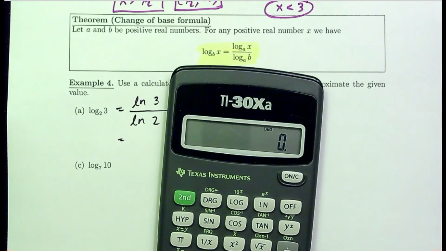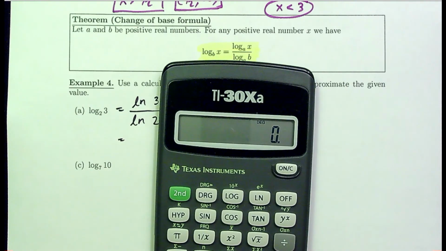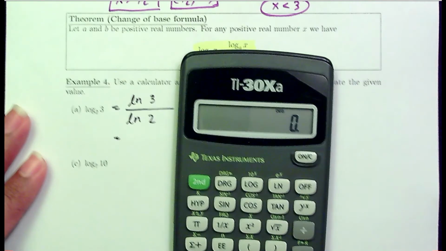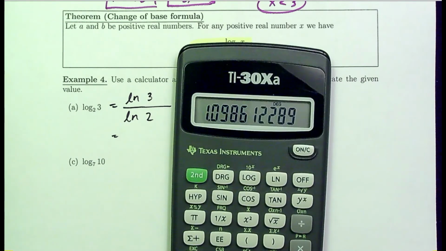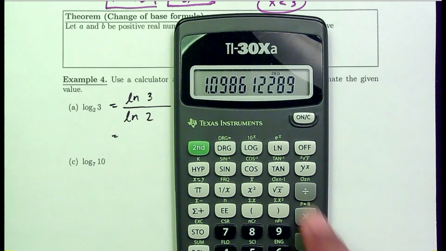So ln of 3. In this calculator, you enter these backwards. So you enter the 3 first and then the ln. That's ln of 3. And then I'm going to hit divided by, and then I need to put ln of 2. And again, I enter it backwards in this cheap calculator. So I put 2, and then I hit ln. And that number is the ln of 2. Hit equal.